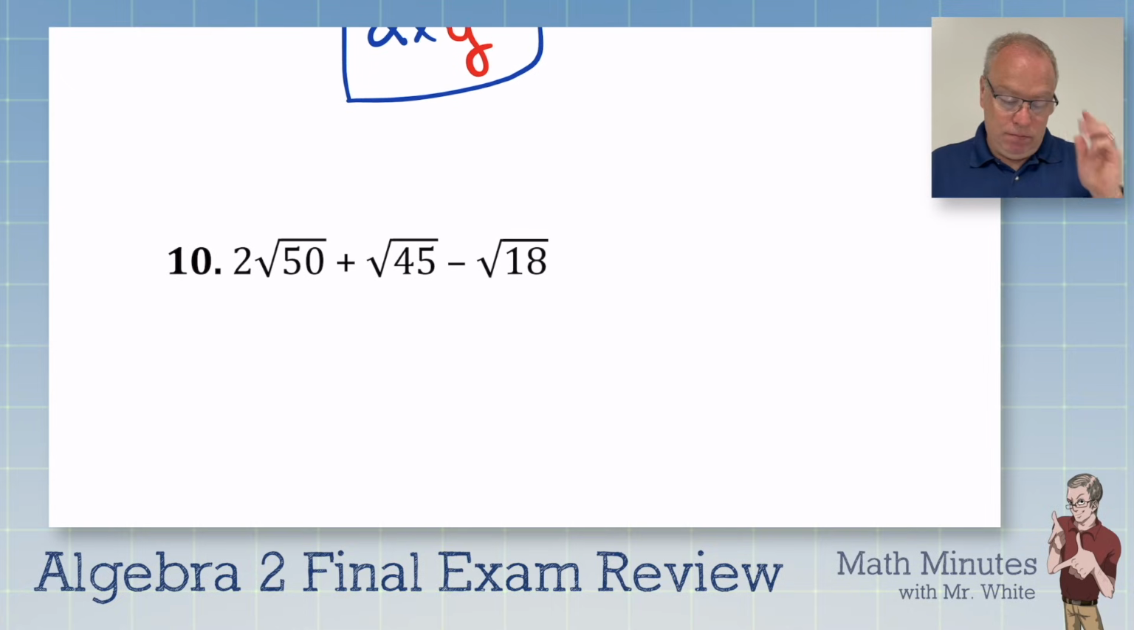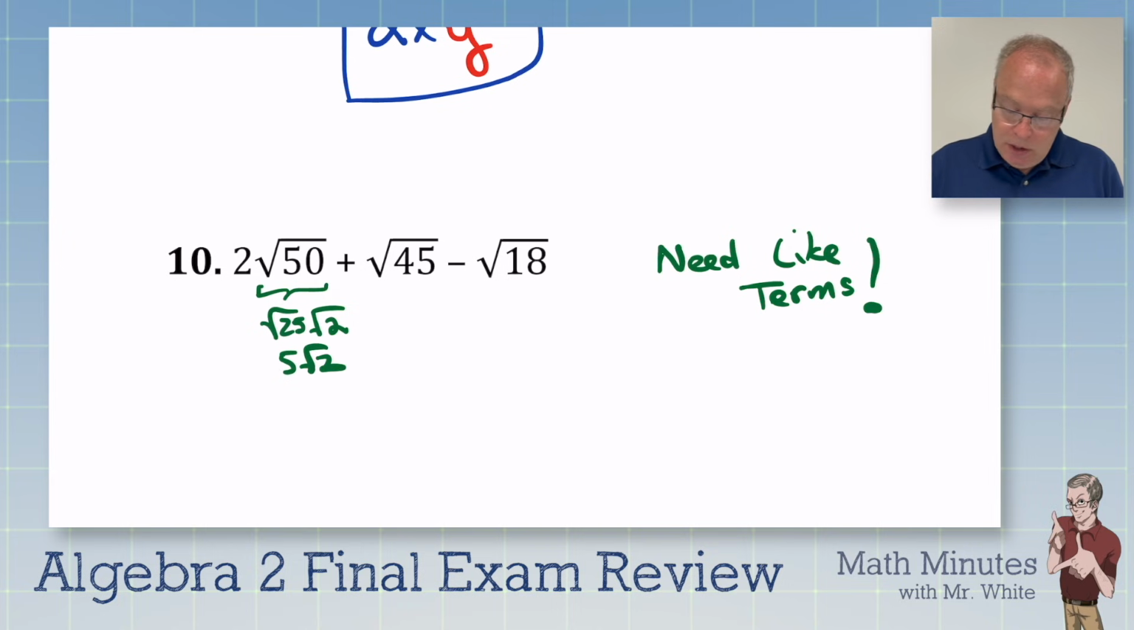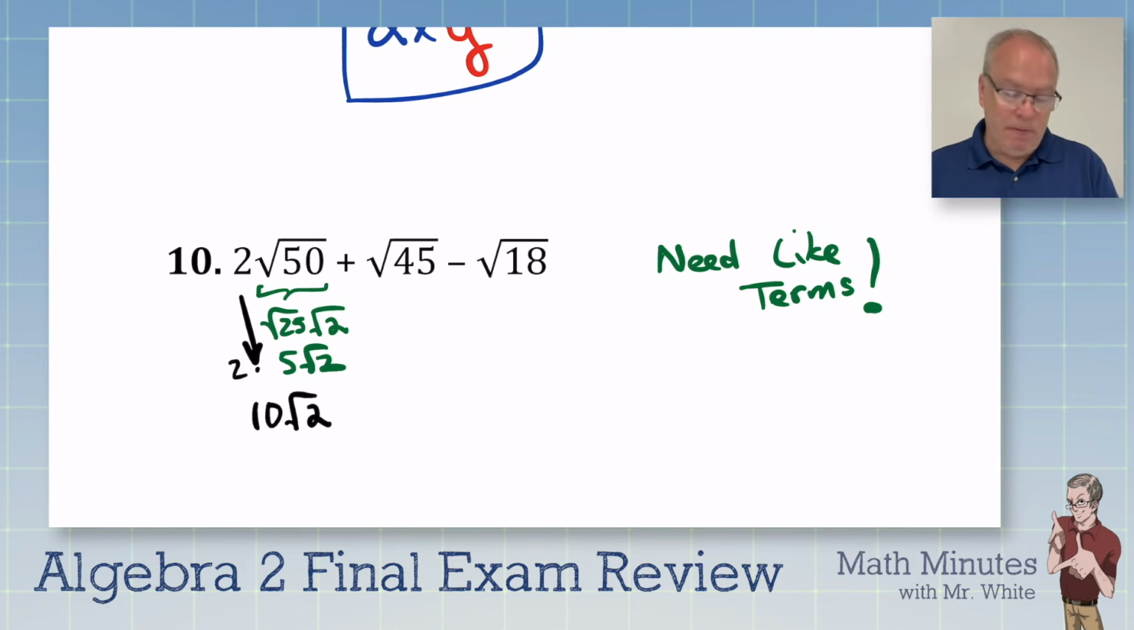Adding and subtracting. Any sort of terms in algebra, when you're adding and subtracting, they have to be like terms. So you need like terms. Think of it that way. So we're going to simplify things and hope that maybe there's some like terms. Like this is radical 25 times radical 2. So that's 5 radical 2. So if I bring this 2 down here 2 times, I get 10 radical 2 on this first term. That's called simplifying a radical.